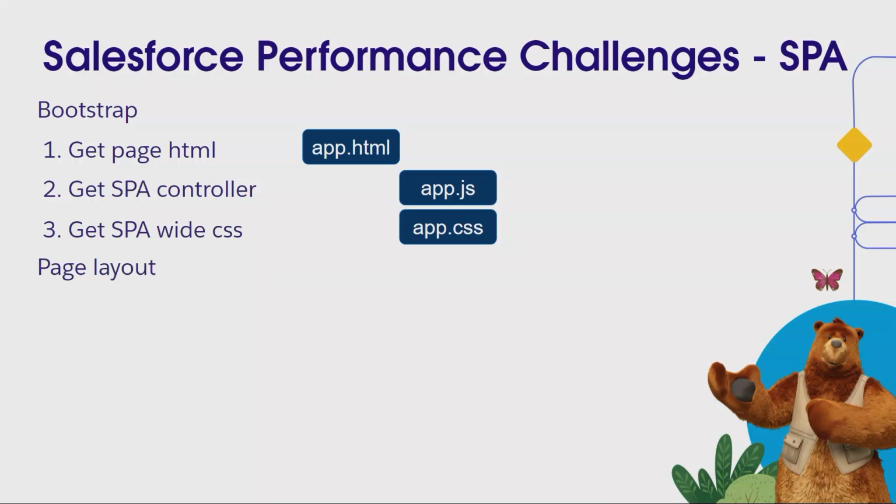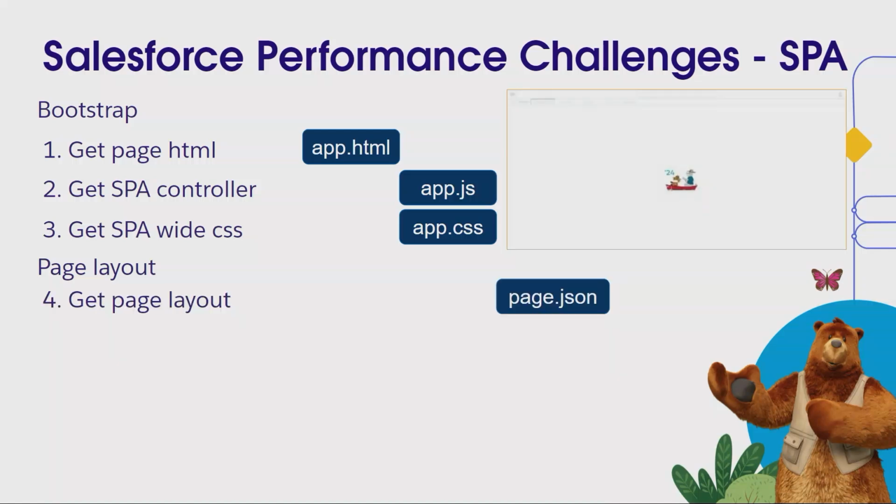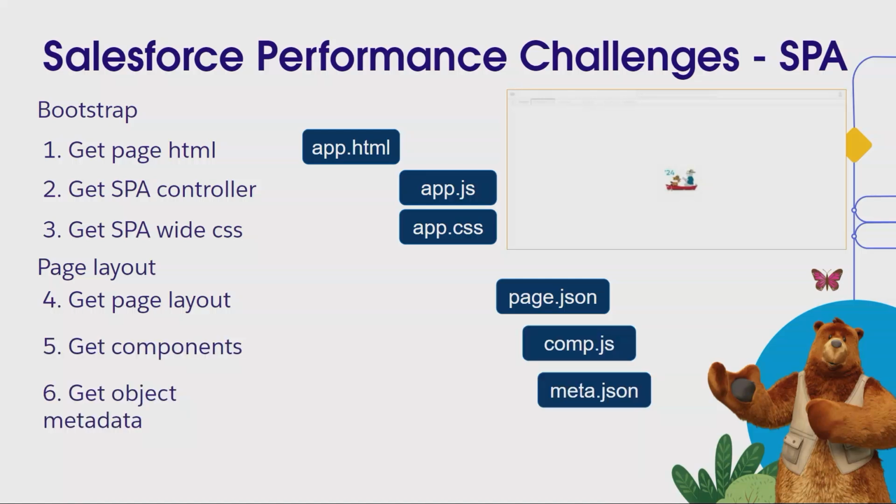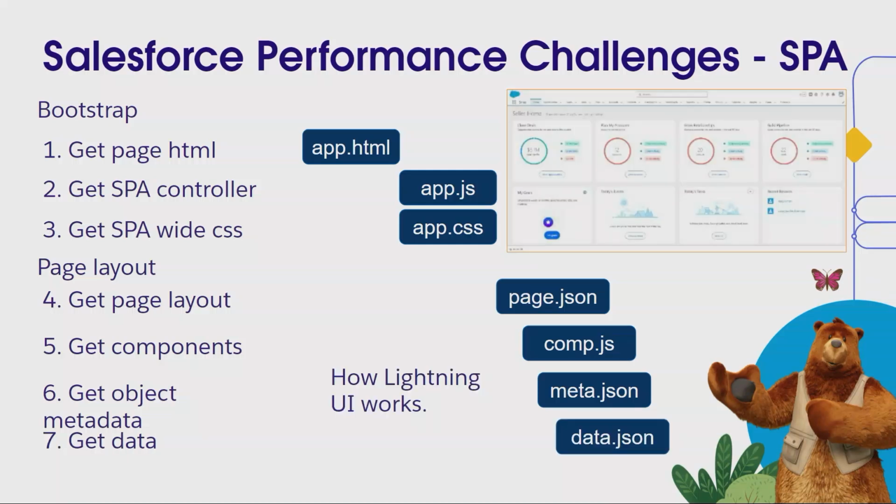And then we start the page layout. So this is every execution of a page from this point. You get the page JSON, it's metadata about the page. You go get the components, you go get the metadata about the objects, you go get the data, and then the controller can actually render the page. One's not necessarily better than the other. SPAs were fantastic for highly dynamic, interactive web applications, and why Lightning went in that direction.